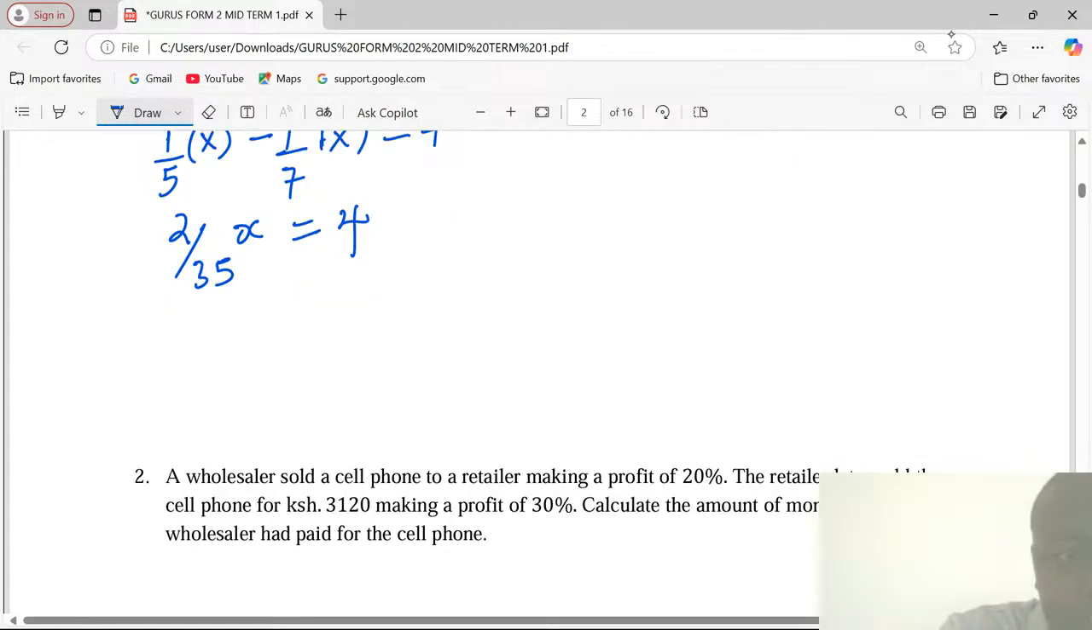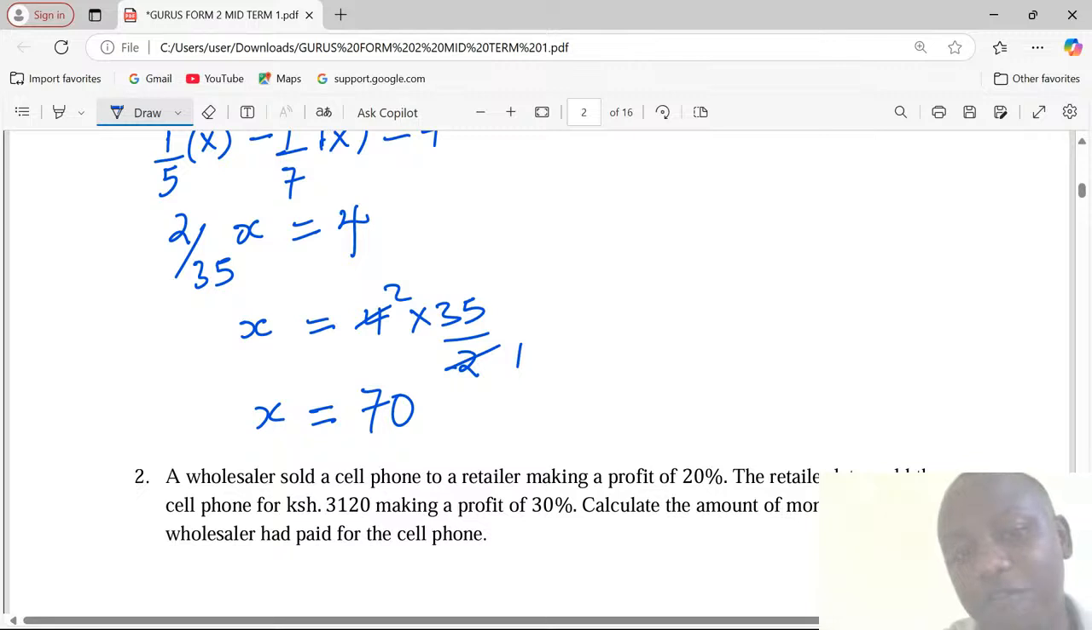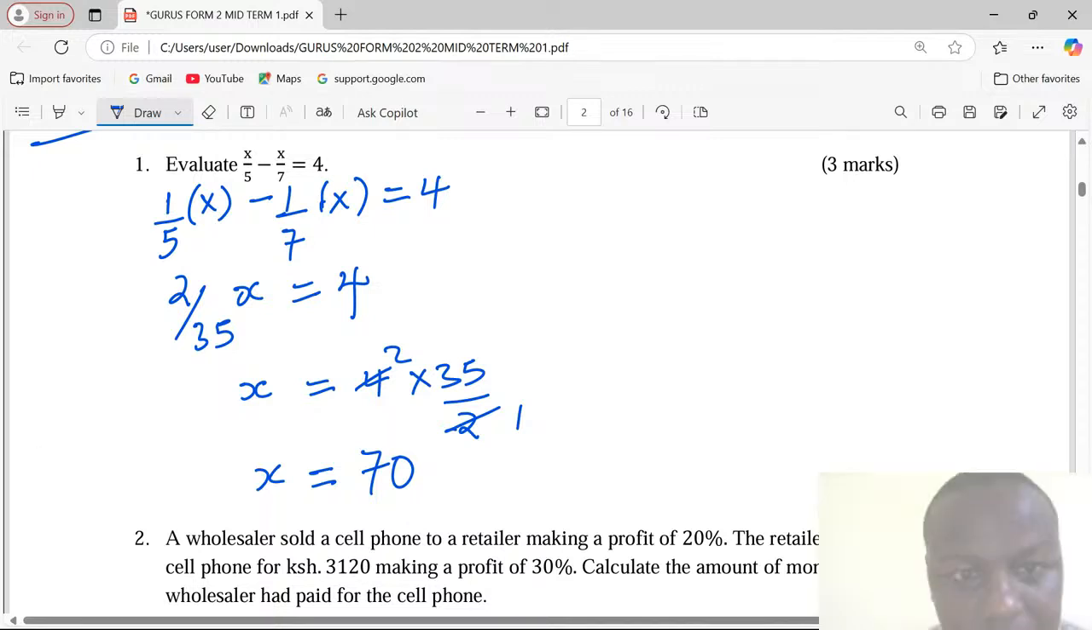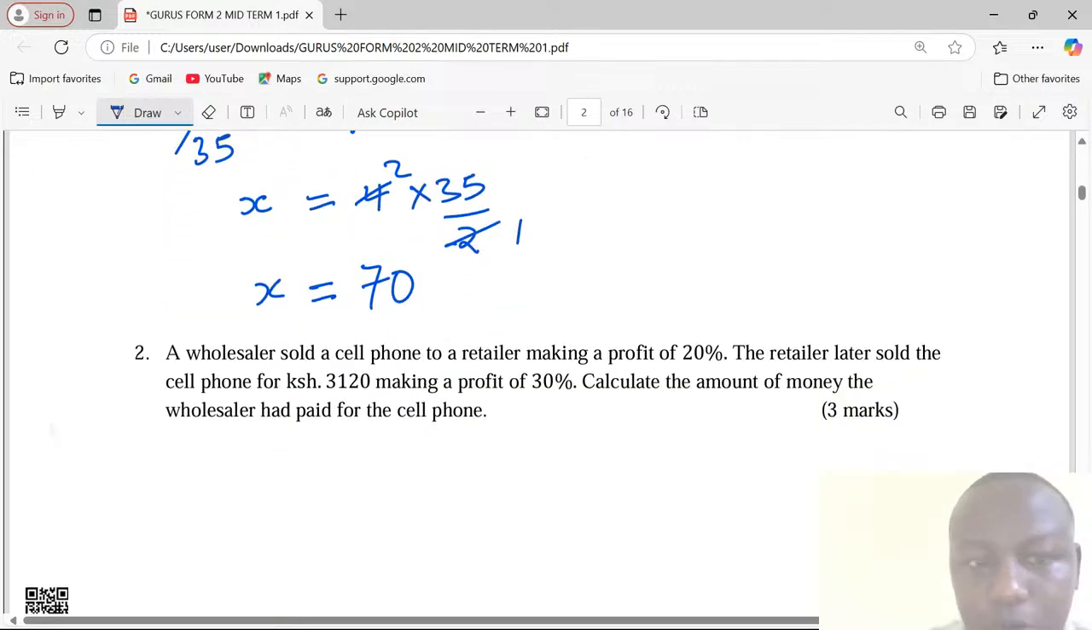And you know now it's very simple to remain with X because I need to multiply by the reciprocal of 2/35. So by 35/2, and also the other side by 35/2. So the value of X automatically becomes 70. So the value of X is 70. That is how we handle such a question. Though people can use even the LCM to do away with fractions and such other approaches, I would prefer this one to be the quickest and the most efficient.